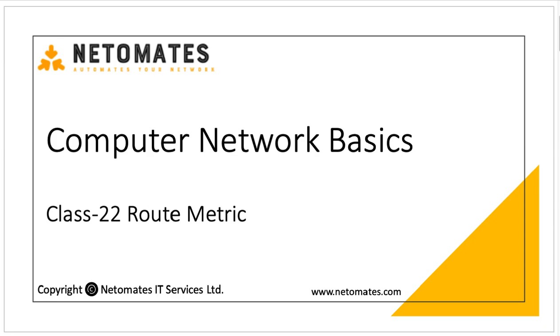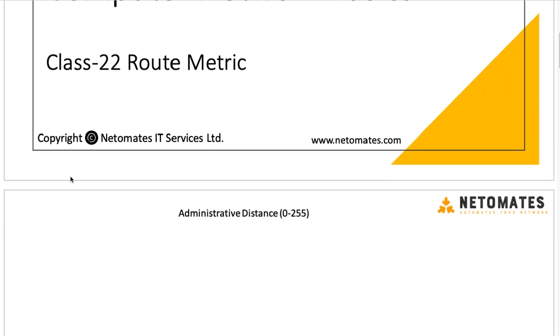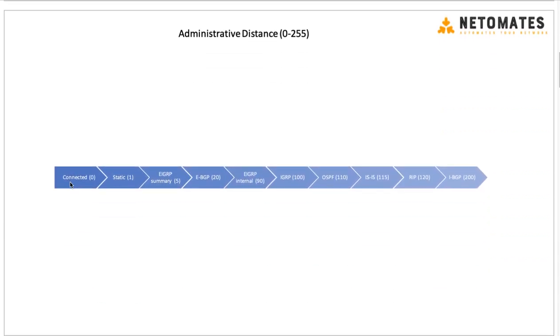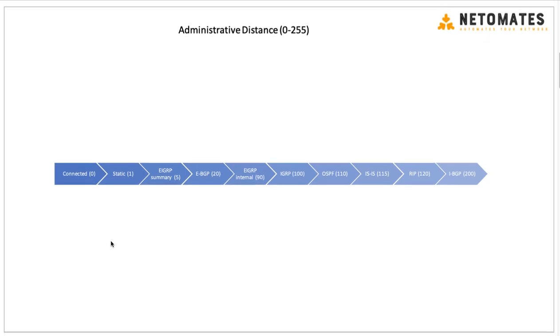In this class we will discuss the concept of metric related to the route. In the previous classes we discussed the concept of administrative distance. When a router learns about the same network from different routing sources like a static route, dynamic routing, or a connected route, it will choose the one which has the lower administrative distance value.